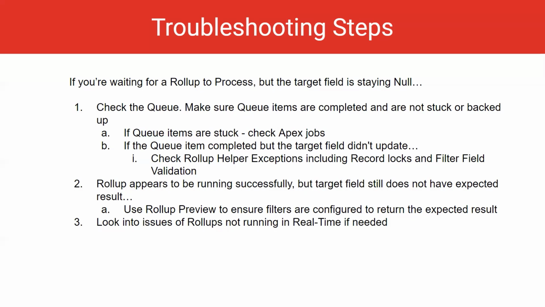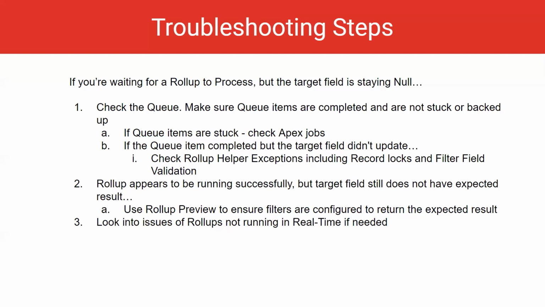field validation. If the rollup appears to be running successfully, but the target field still does not have the expected result, use Rollup Preview to ensure filters are configured to return the expected result. After all of that is completed, look into issues of rollups not running in real time if necessary.